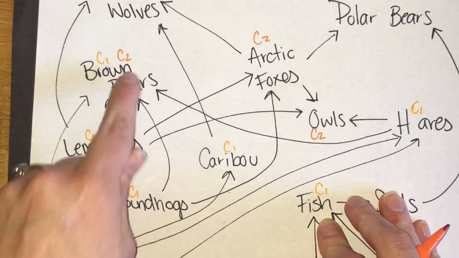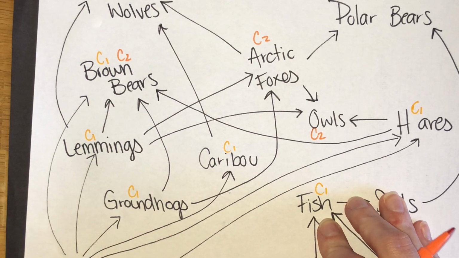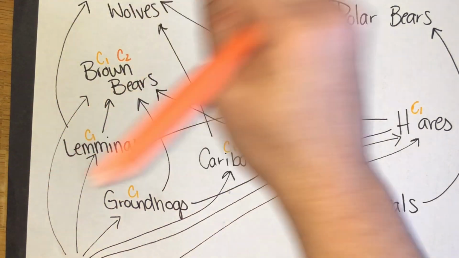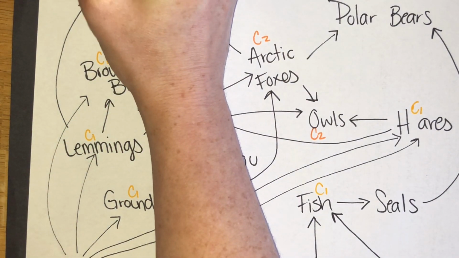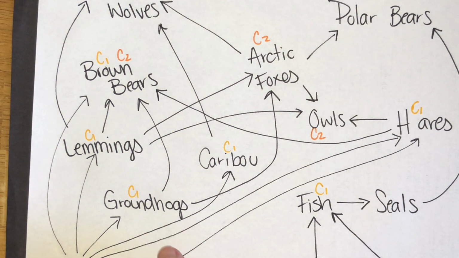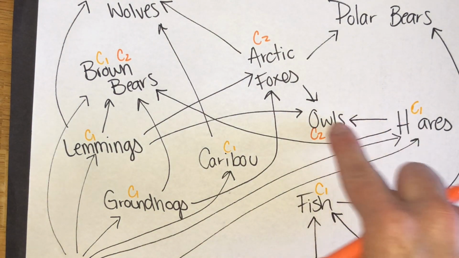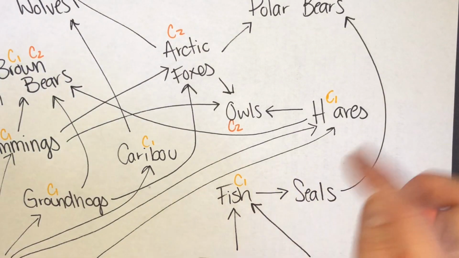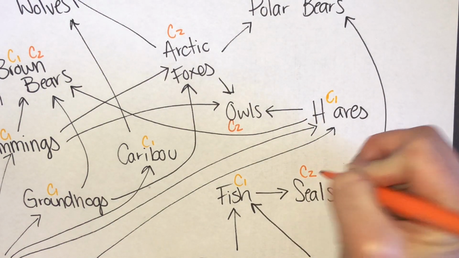Groundhogs are eaten by brown bears. We've already got the C2 there. And Arctic foxes. The caribou, the Arctic wolves eat the caribou. Owls eat the hares. Oh, and seals eat the fish.